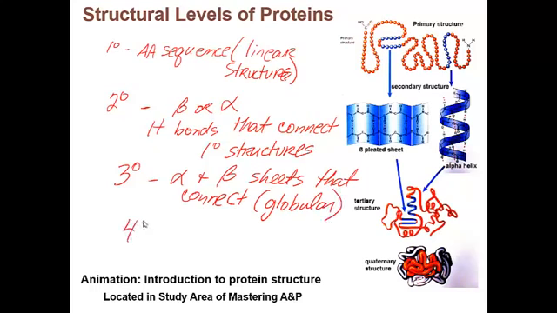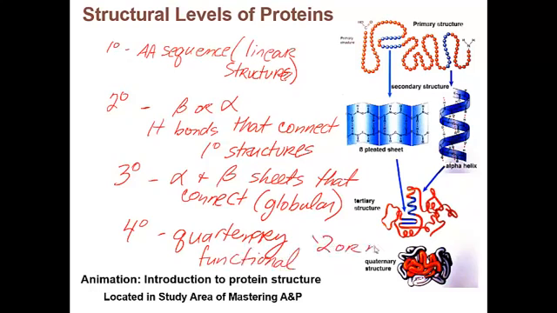And then the last one is really the most common. This is called a quaternary structure. And in this case, we end up seeing more of a functional protein, and there are 2 or more polypeptide chains. And hemoglobin would be an example of this, which would be a quaternary structure. Again, these are the most common.